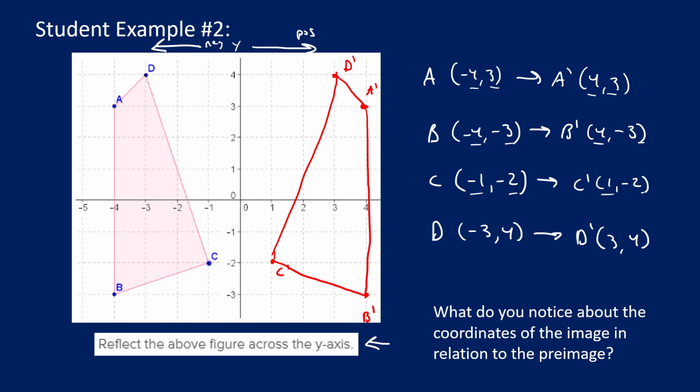The distances are all the same. We're the same distance from the y-axis. It's just a matter of the direction that we've gone. And so if we were going to make up a rule, we would say any point x, y is simply going to become negative x, y. We're simply going to change the sign of the x coordinate.